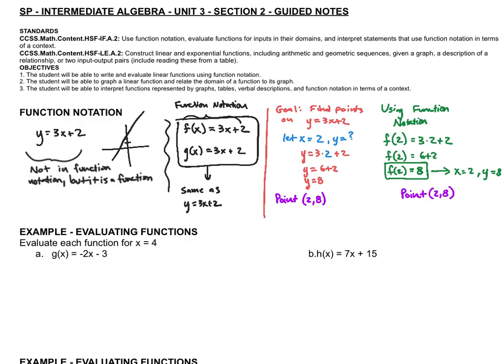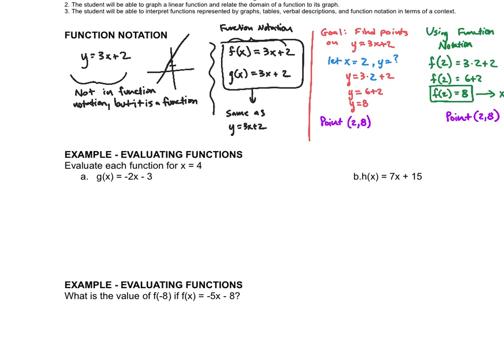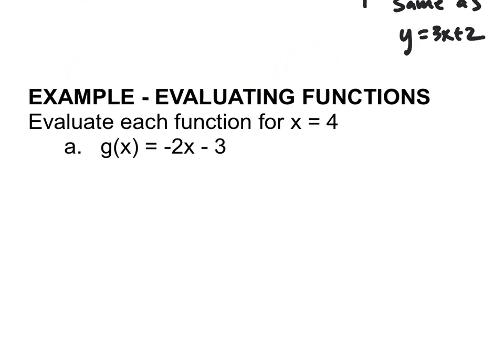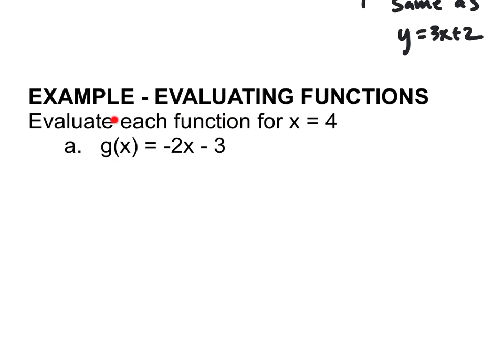So we're going to do a couple of examples. We're going to evaluate functions. We're going to evaluate each function for when x is equal to 4. So I have this function here, g. g of x is equal to negative 2x minus 3.